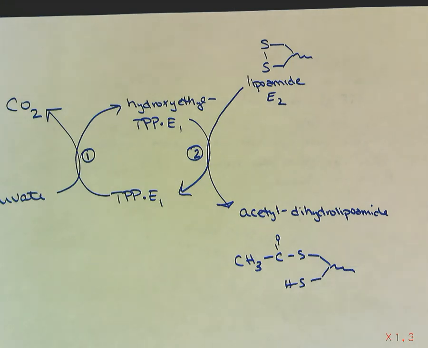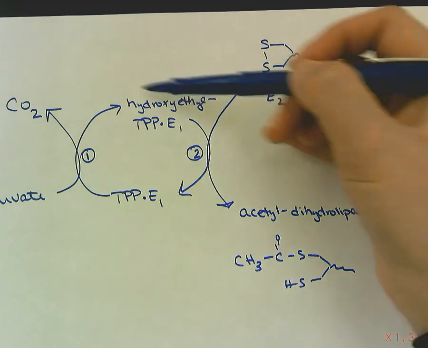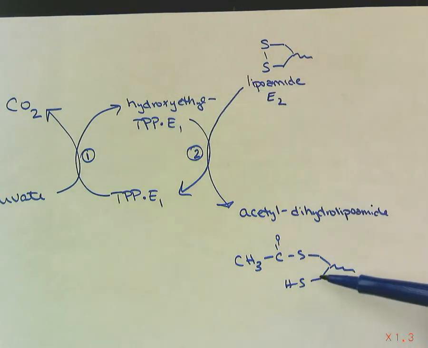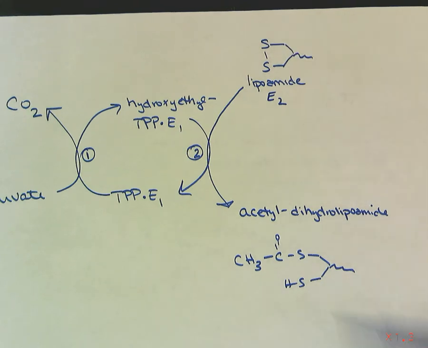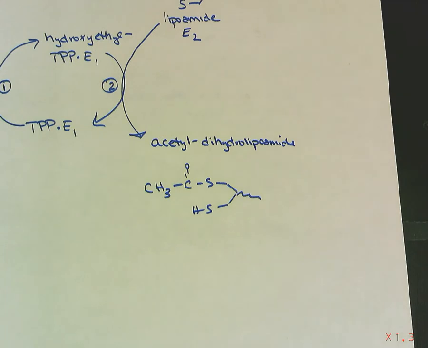This is still part of step 2. So it transferred this group from the TPP to the lipoamide. It just moved it from one spot to another. So now I have an E2 with a crazy thing stuck to it. So I need to get my E2 back, and I want to get rid of my acetyl group to make acetyl-CoA.